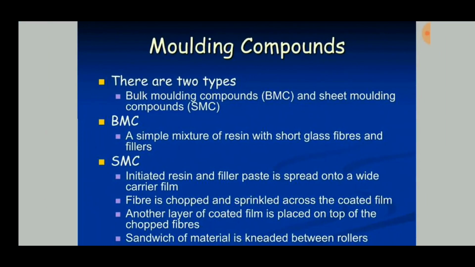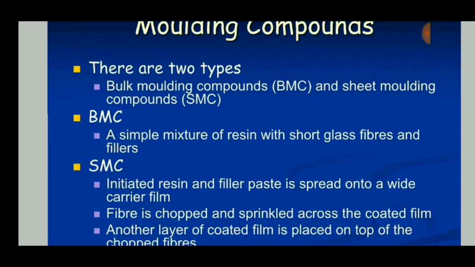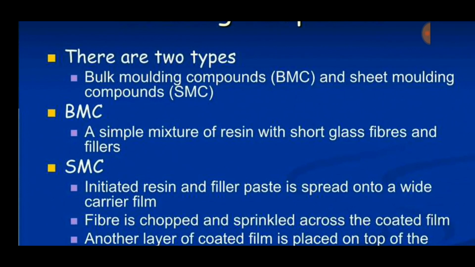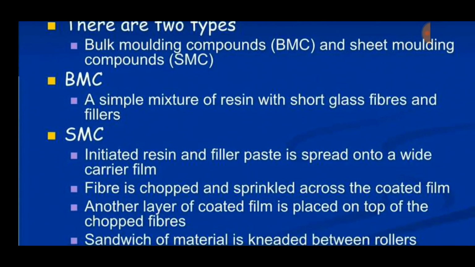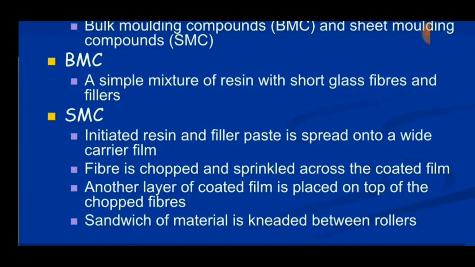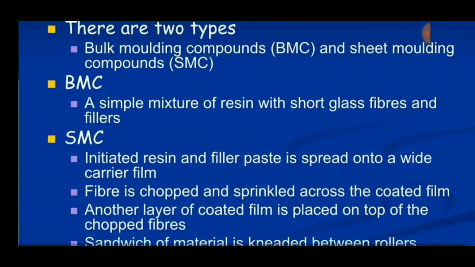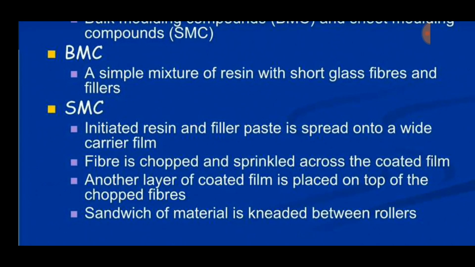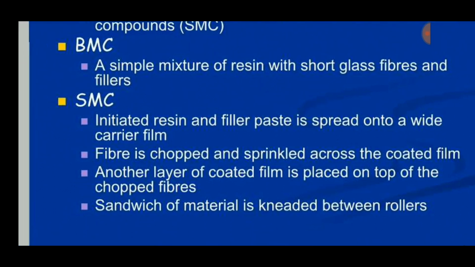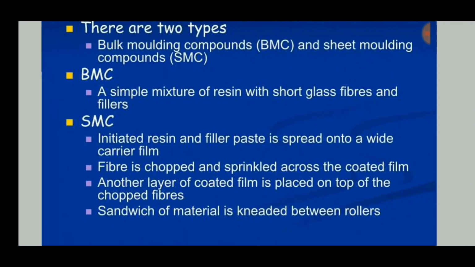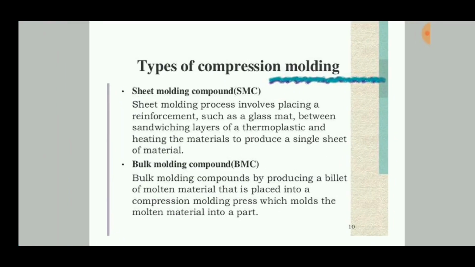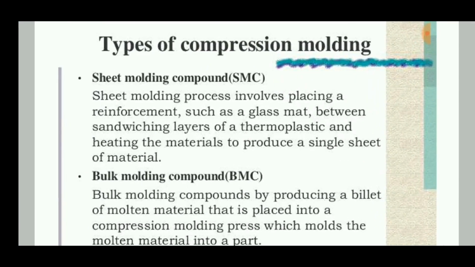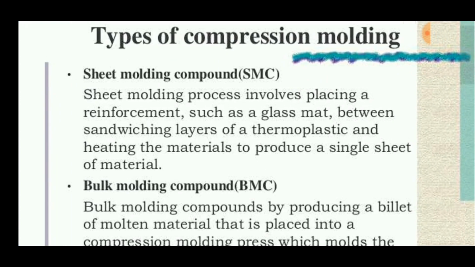There are two types of molding components, namely bulk molding components and sheet molding components. Bulk molding components consist of a mixture of resin with short glass fibers and fillers. Sheet molding components consist of an initiated resin and filler paste spread wide on a carrier film, and fiber is chopped and sprinkled across the coated film. This is also a definition for the sheet molding process.